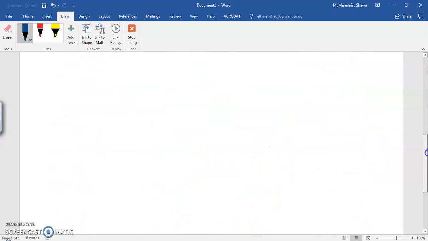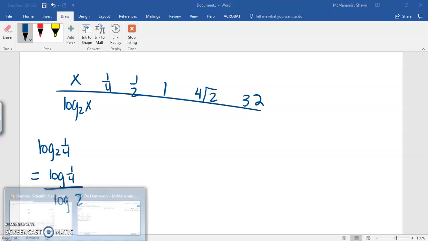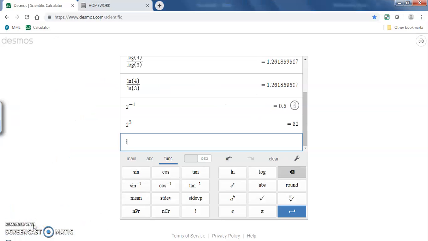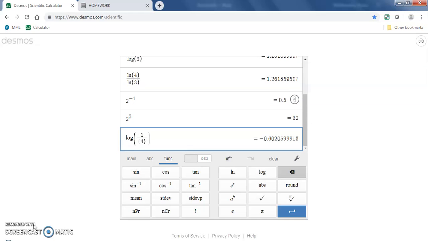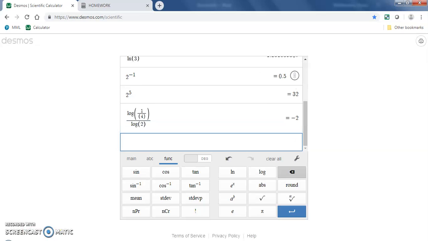There is a way to do all of this in your calculator. So you have your x's, and you have log base 2 of x. So you have 1/4, 1/2, 1, 4 square root 2, 32. So you're going to plug in log base 2 of 1/4. Now to plug this into your calculator using change of base, this becomes log of 1/4 divided by log of 2. So in the calculator, you have log of 1/4 and then divide it by log of 2, and you get -2.